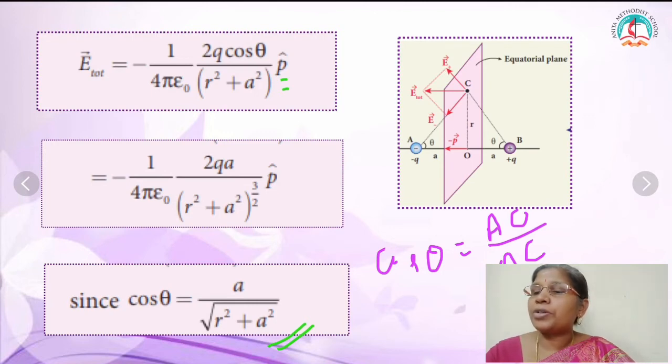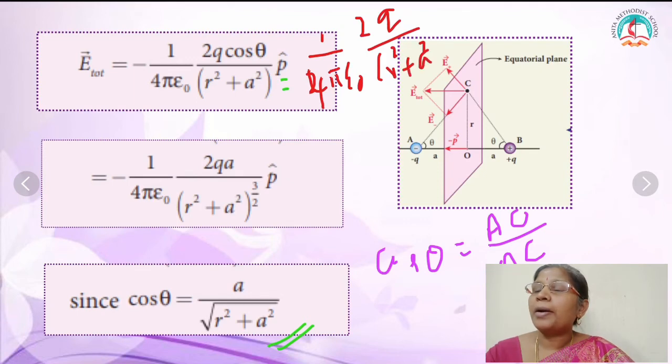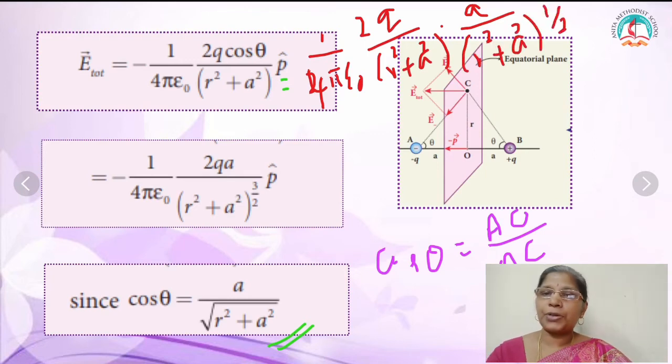The answer is equal to 1 divided by 4 pi epsilon 0, 2q divided by r square plus a square, multiplied by the cos theta value, which is A divided by r square plus a square power 1 by 2. You see the power? Here power 1 is there, and on this side power 1 by 2 is there. 1 plus 1 by 2, what answer will I get? I will get 3 by 2.